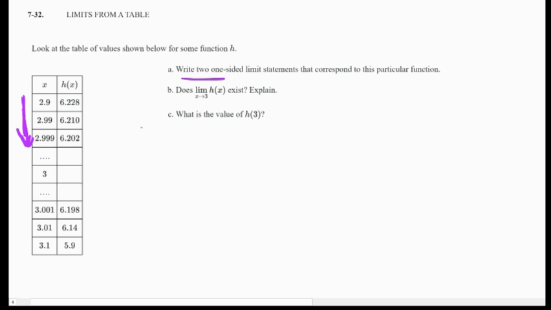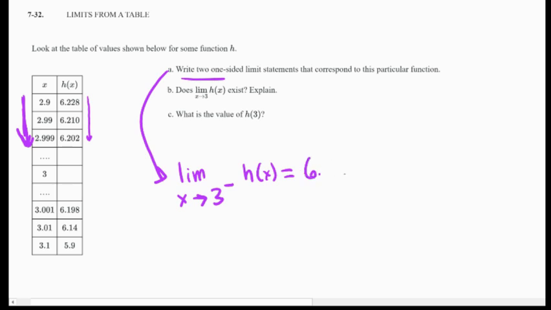So I'm going to call this, let's give us some more space, the limit as x approaches 3 from the left. That's what the little minus sign means. And we're going to say h of x is equal to, and as I can see here, my y value looks like it's approaching about 6.2. So I'll say my limit here as x approaches 3 from the left is 6.2.